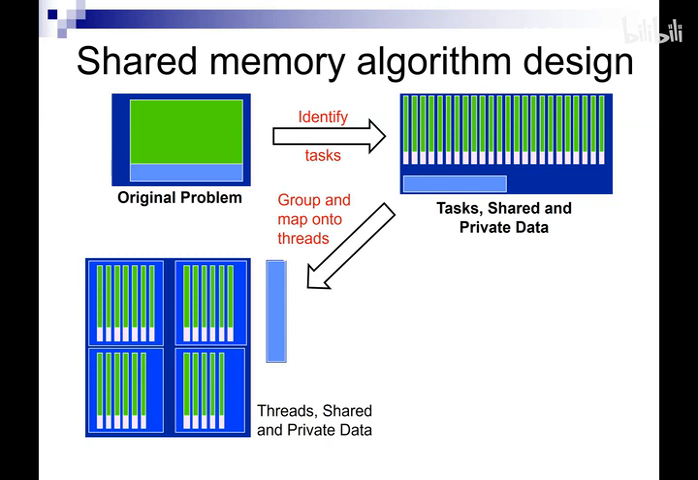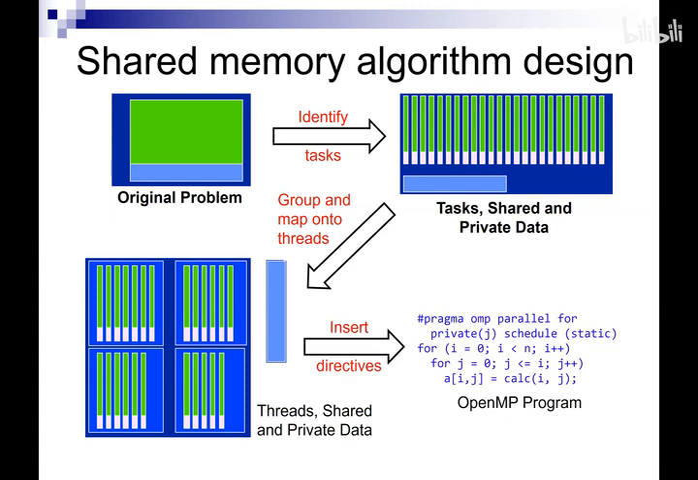During this mapping process, you have to be careful about things like load balancing. And then finally, once we have the mapping, we can just convert that into a program that we can run on a shared memory computer. For that, we're just going to use OpenMP. So that's the overall design process.